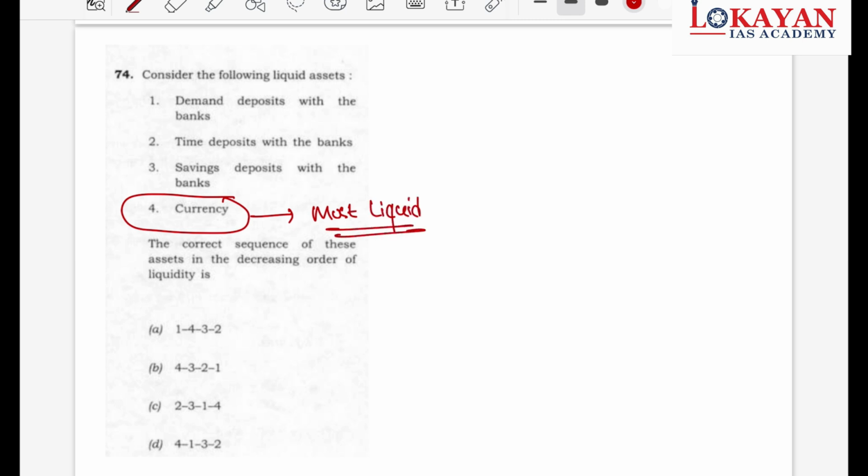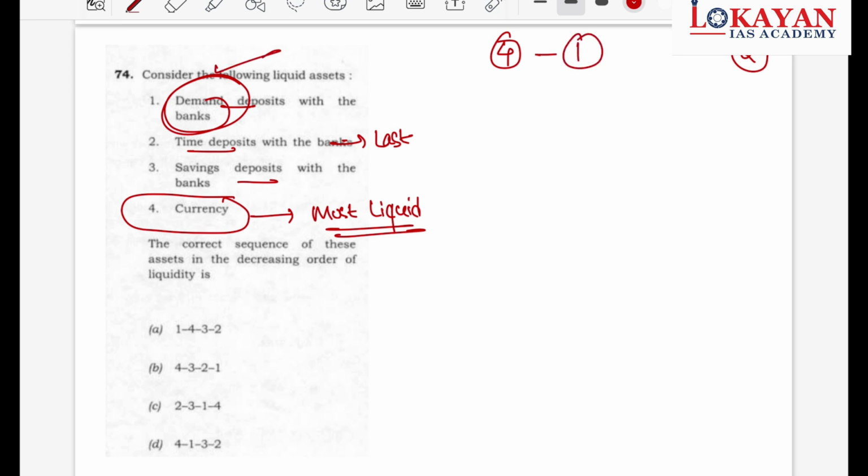Currency is the most liquid. So first will be 4. Then saving deposits, time deposits and demand deposits. Remember, time deposit will come last, so that is 2. After currency, which one will come between 1 and 3? Demand deposit, which is more liquid, so 1. Only 3 remains. So 4, 1, 3, 2 is the correct option.